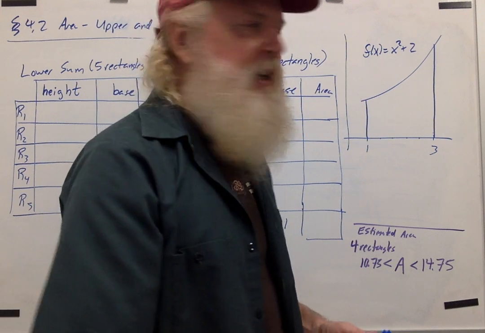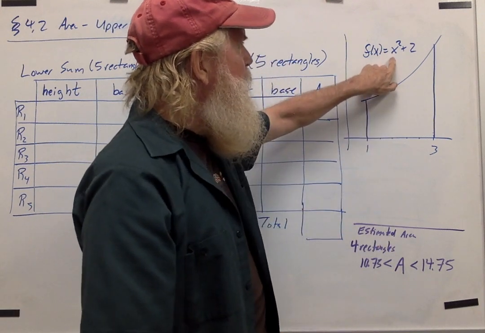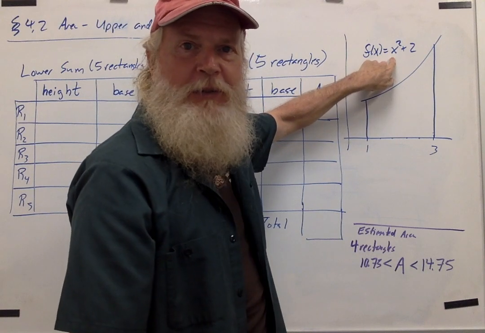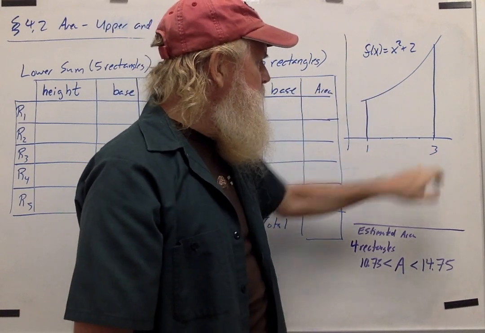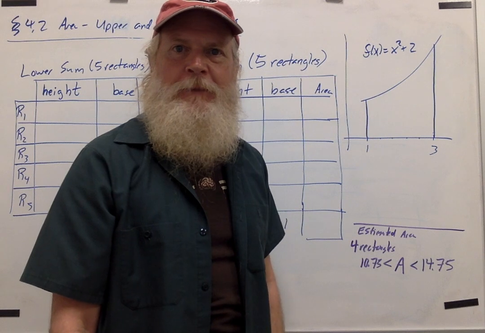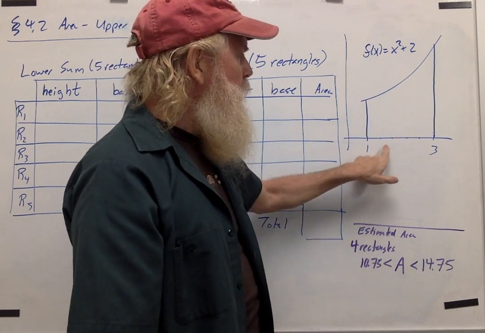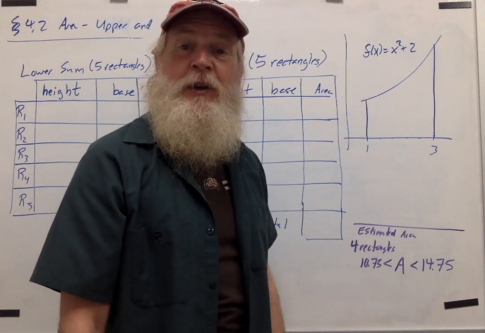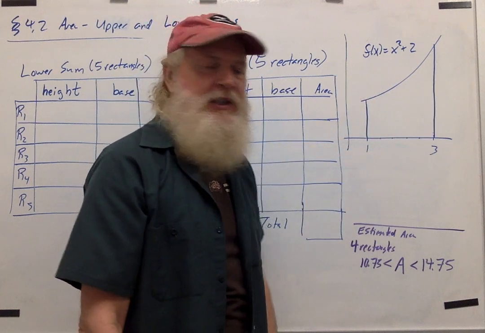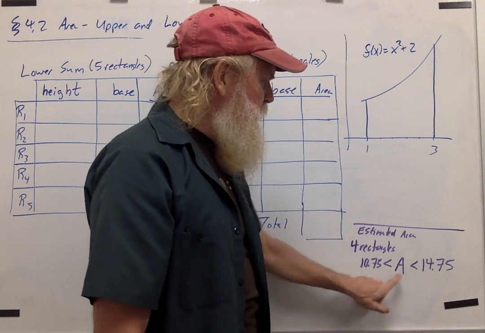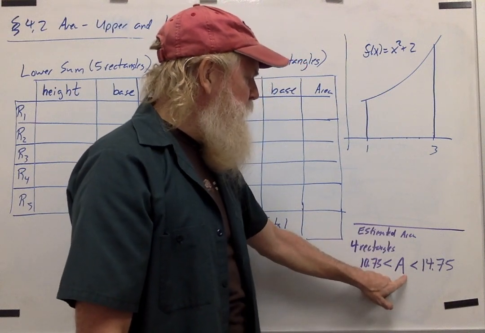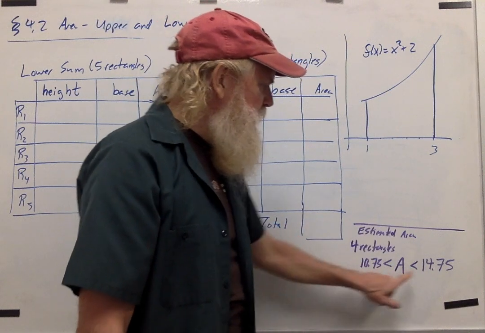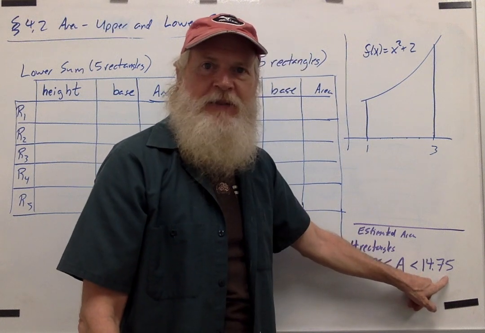Continuing with the previous example, we're trying to find the area underneath the curve y equals x squared plus 2 between x equals 1 and x equals 3. What we've done so far is split this region into 4 vertical strips, and we estimated the areas using upper and lower sums. Using 4 rectangles, we found that the exact area under the curve was somewhere between 10.75 and 14.75.